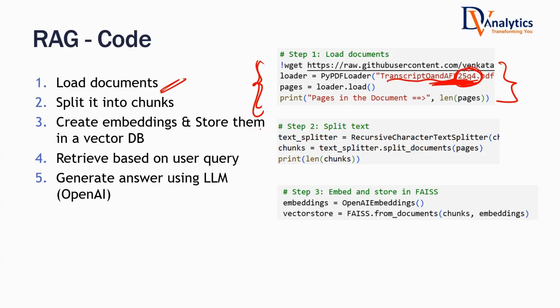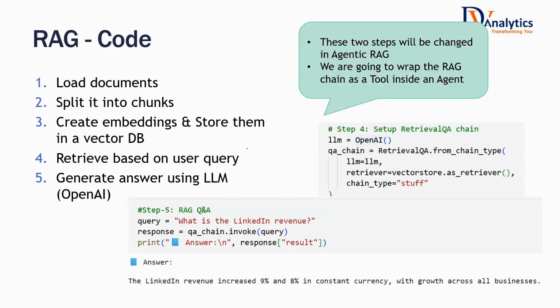First, we will load the document. We will split the document. We will create the embeddings and store them in a vector database. And then I will create a retrieval Q&A chain. And then I'll ask the question, what is the LinkedIn revenue?